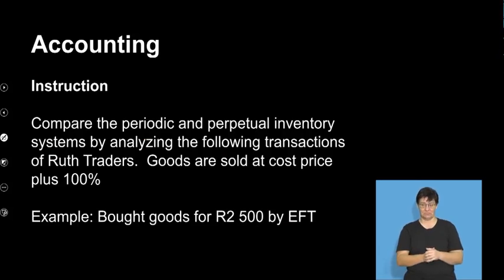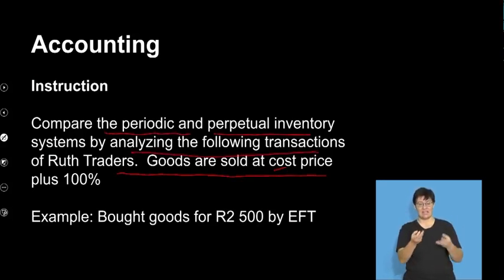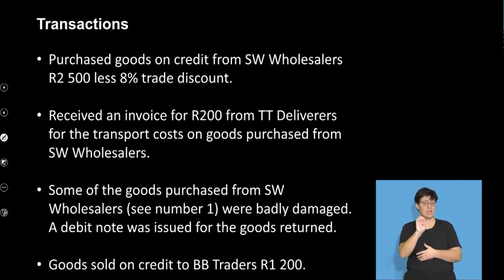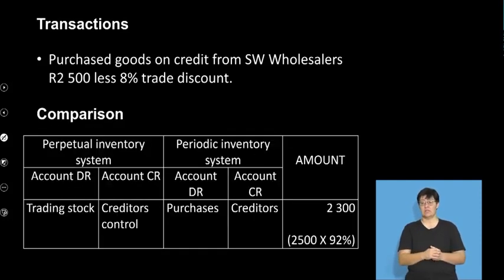The instruction says, compare the periodic and perpetual inventory systems by analyzing the following transactions of Ruth Traders. Goods are sold at a cost price of 100%, and for example, bought goods for 2,500 by EFT. Let's take the first one. Here are all my transactions. What we're going to do is take each transaction as a standalone and then do the comparison so we can see what is happening.